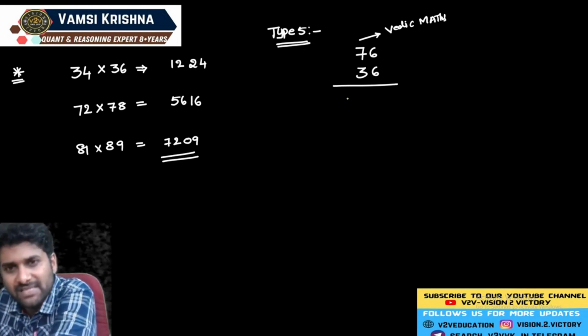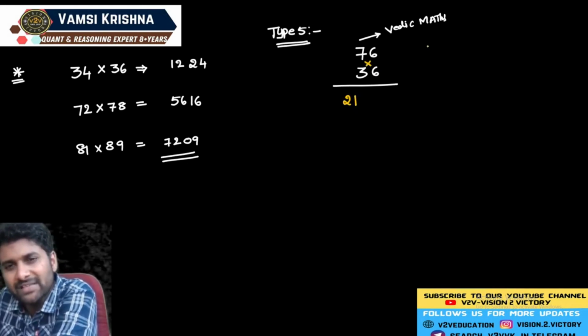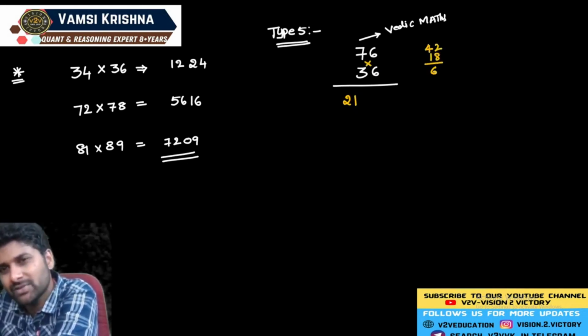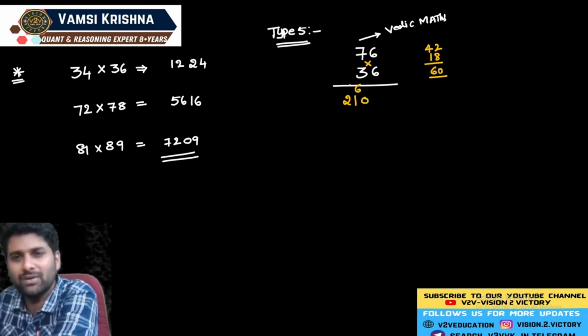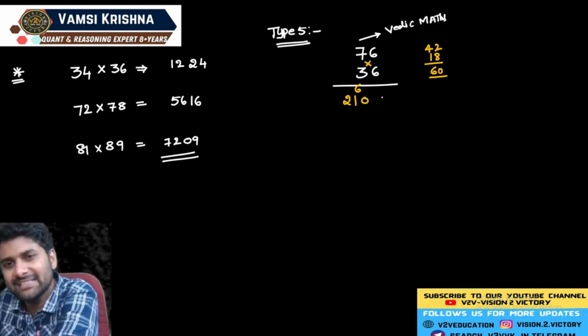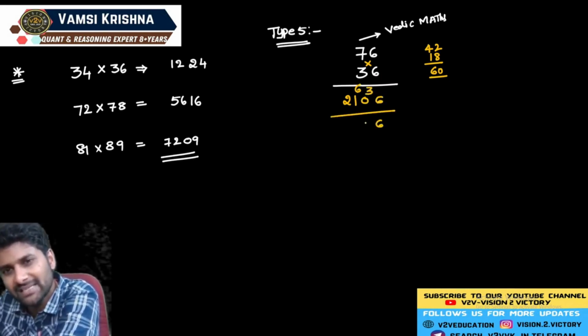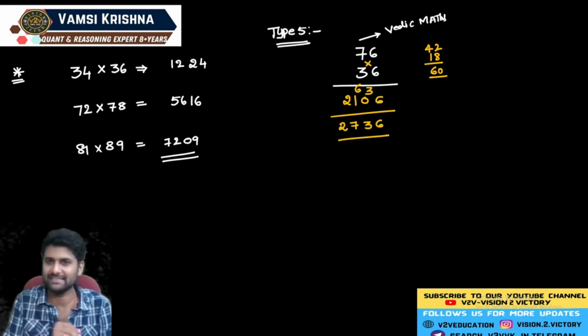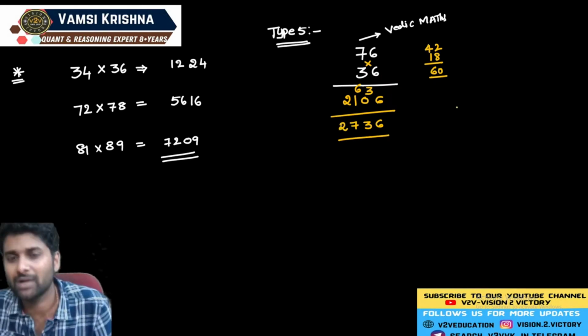Now see, same. 7 threes are 21. Cross multiply them. 7 sixes are 42, 6 threes are 18. Sum of these two numbers is 60, means take 0 and 6 is the carry over. Finally 6 sixes are 36. So write down the 6 and 3 carry over. So final answer 2736. But I want to tell you one more method, guys.